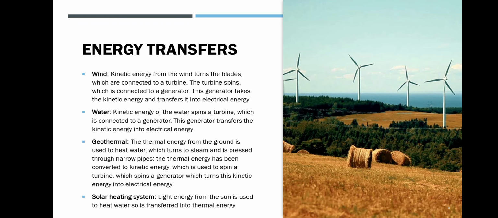Now, there are quite a lot of ways that energy can be transferred. The first is through wind. What happens is that kinetic energy from the wind turns the blades, which are connected to a turbine. Then the turbine spins, which is connected to a generator, and finally the generator takes the kinetic energy and transfers it into electrical energy, and this electrical energy is used forward.